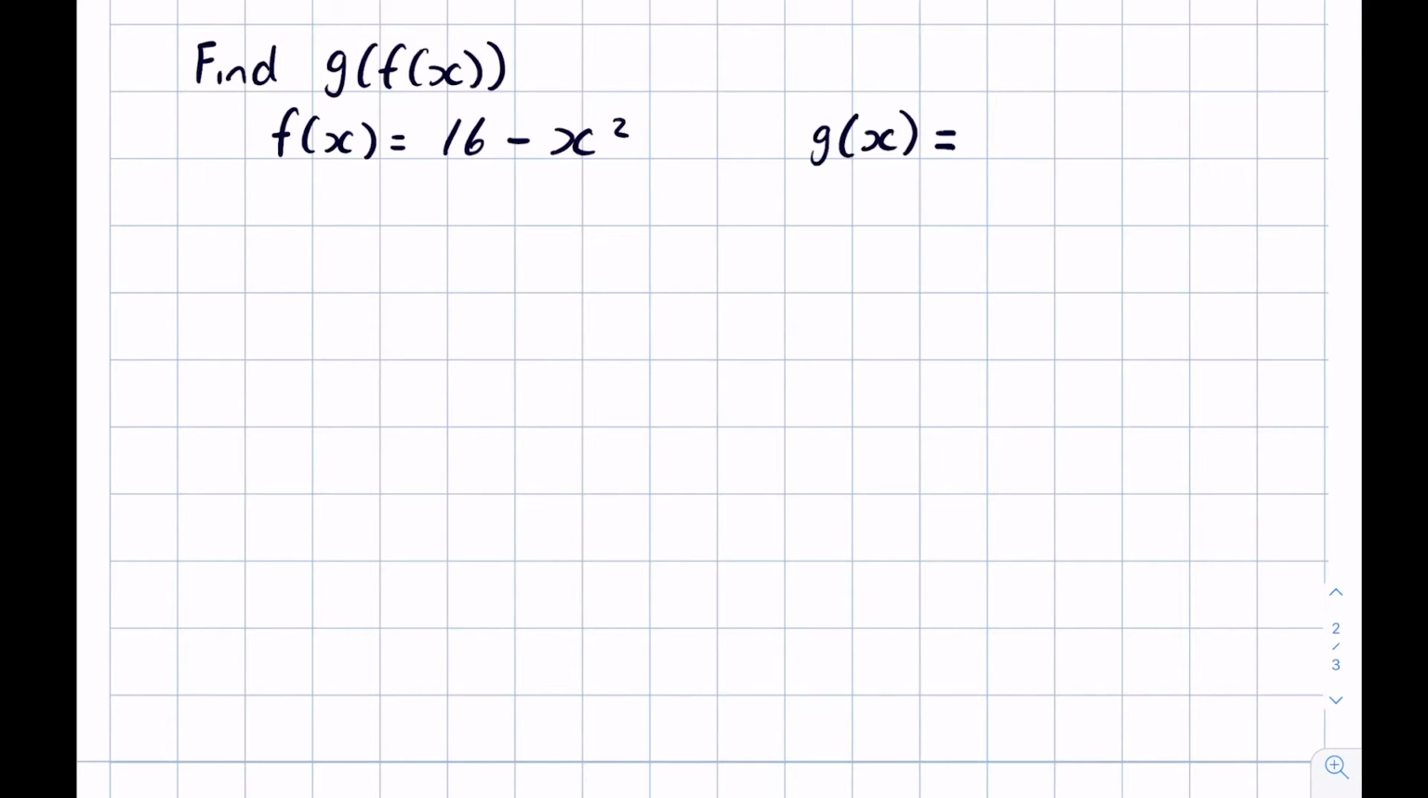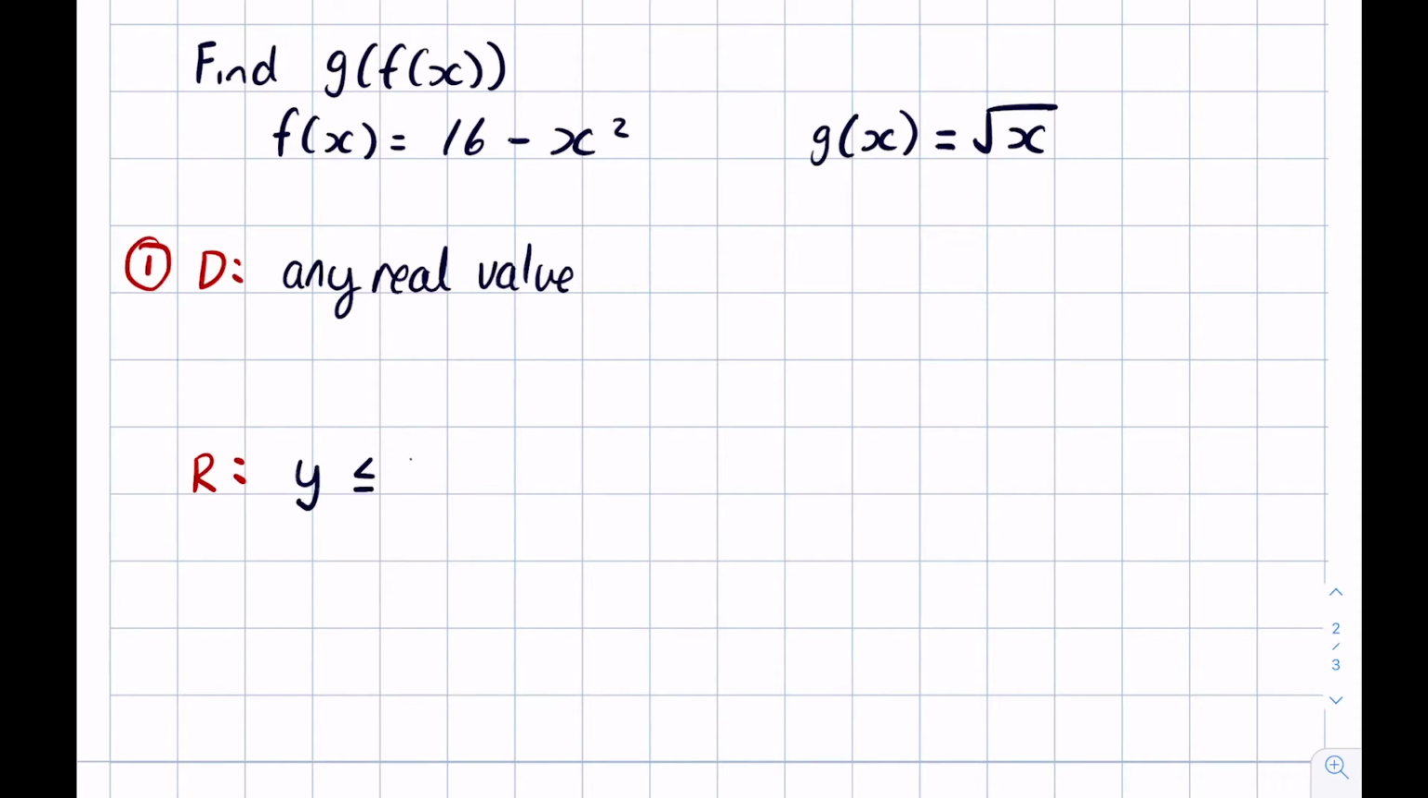Now let's try an example where we have to find g(f(x)), where f(x) = 16 minus x squared and g(x) = root x. The first thing we do is find the domain and range of f(x). So the domain is any real x. And the range is y is smaller than or equal to 16, because the maximum value that f(x) can be is when x equals 0, so f(x) equals 16.